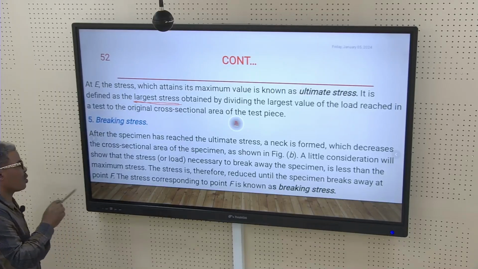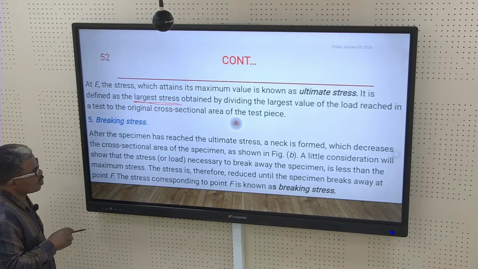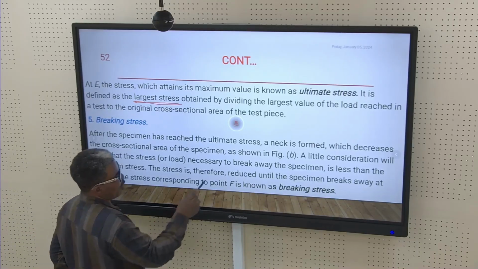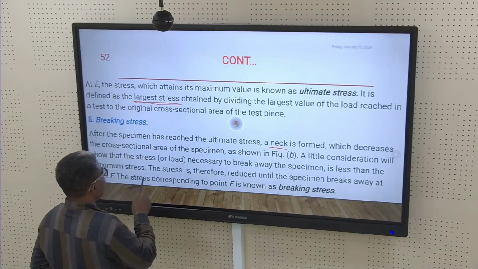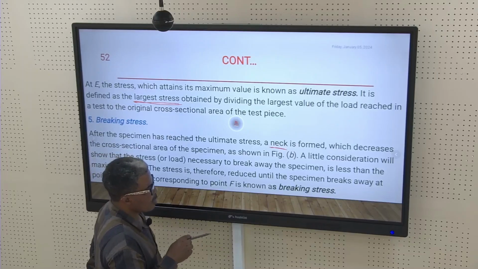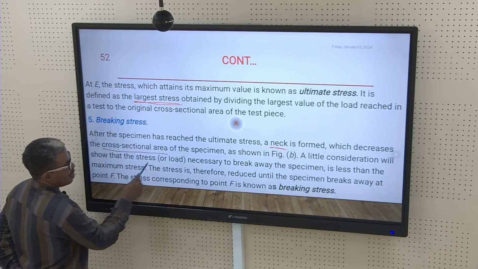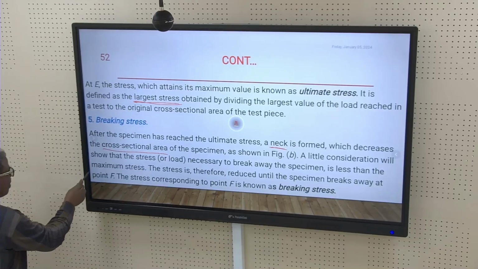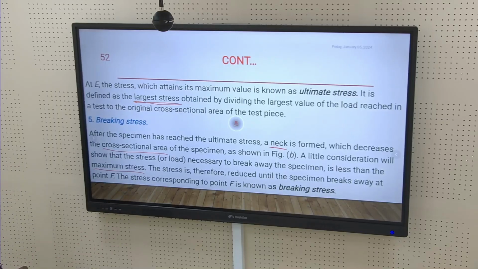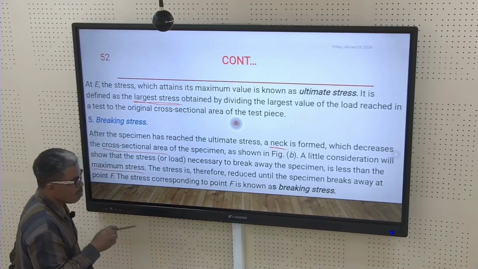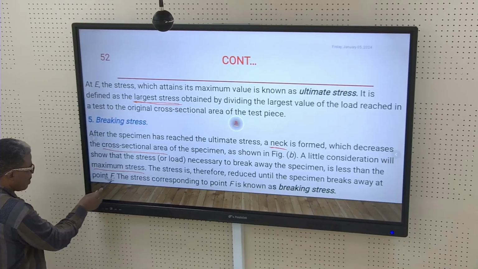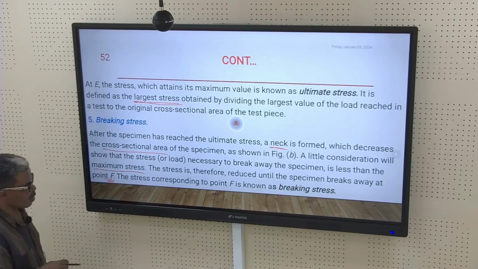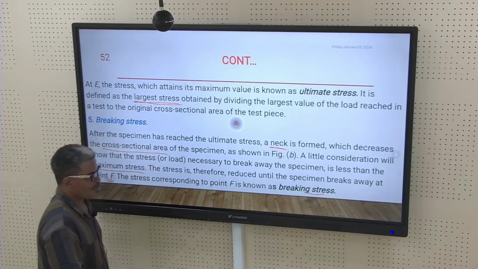After the specimen has reached the ultimate stress, a neck is formed, which decreases the cross-section area of the specimen, as shown in figure B. A little consideration will show that the stress or load necessary to break the specimen is less than the maximum stress. So the stress is therefore reduced until the specimen breaks at the point F. The stress corresponding to the point F is known as the breaking stress.